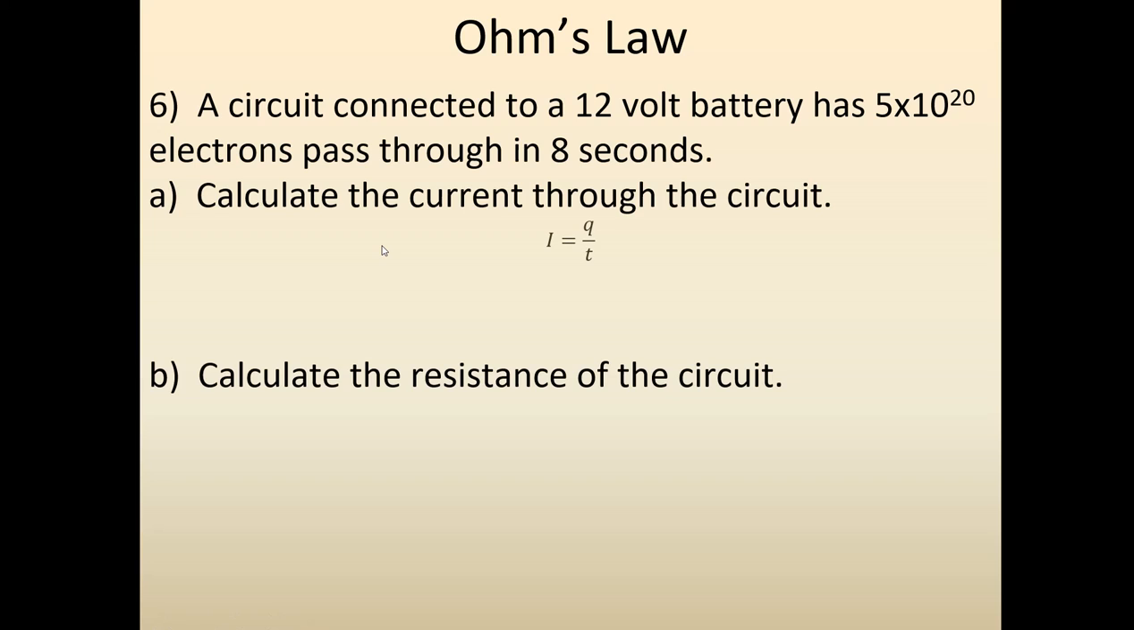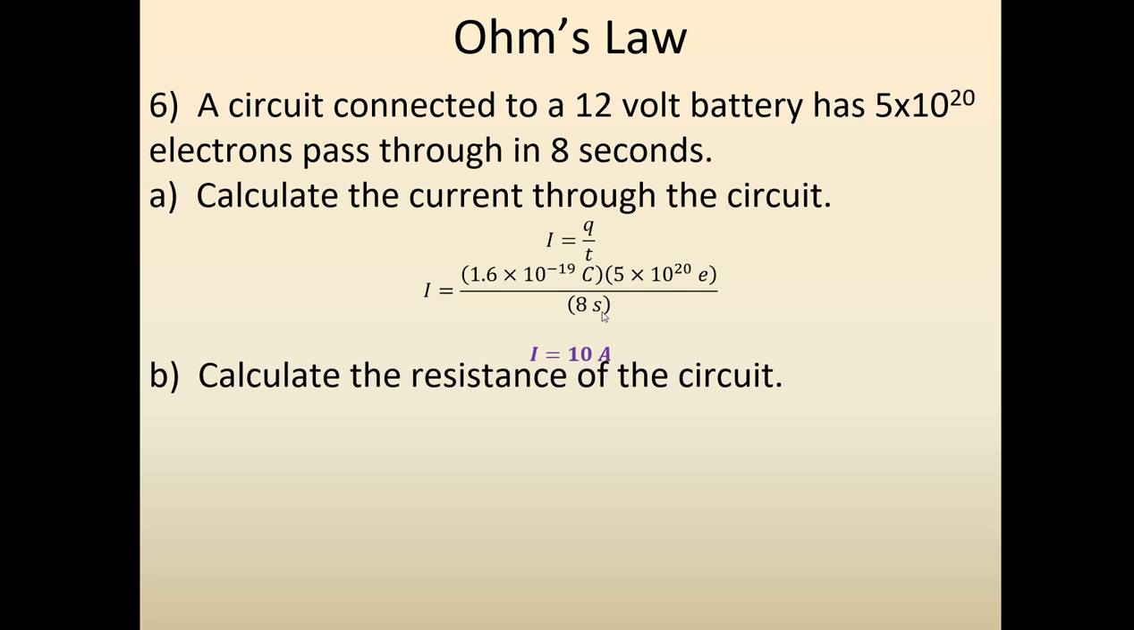So we're going to use our equation, I equals Q over T. Now here's the thing. Q is measured in coulombs. None of these numbers have coulombs. So what I actually have to do is look at the number of electrons. The electrons carry the charge. Every electron has a charge of 1.6 times 10 to the negative 19 coulombs. So what I can do is multiply the number of electrons and the charge per electron to find out what the total charge is. So I do that, I plug it in for Q, divide it by the 8 seconds, and I get that the total current through the circuit ends up being 10 amps.